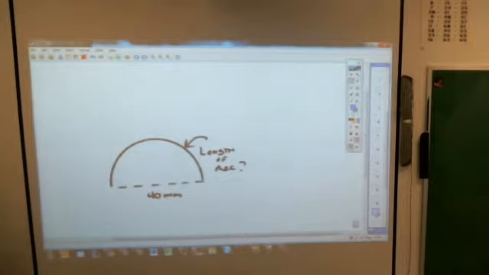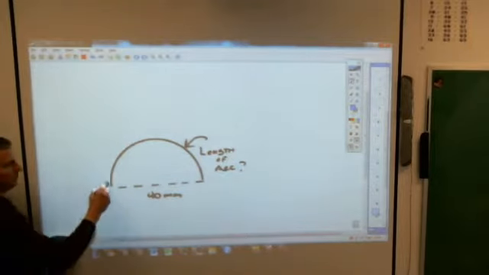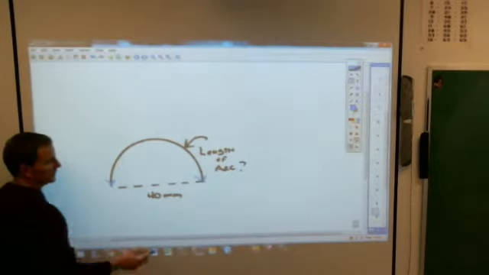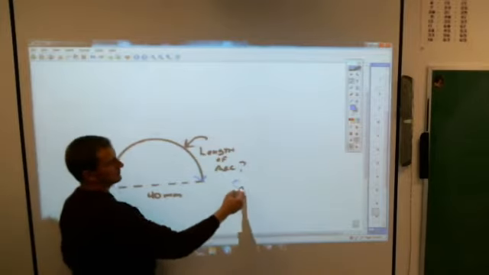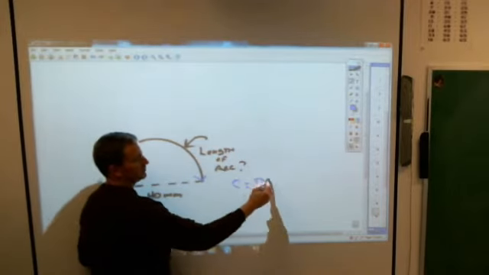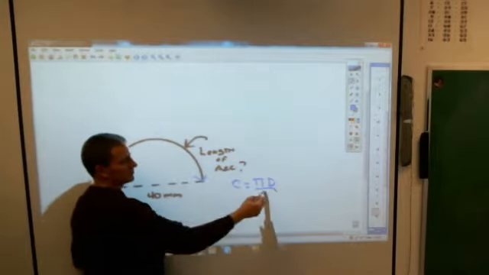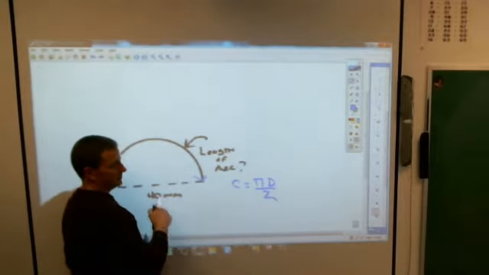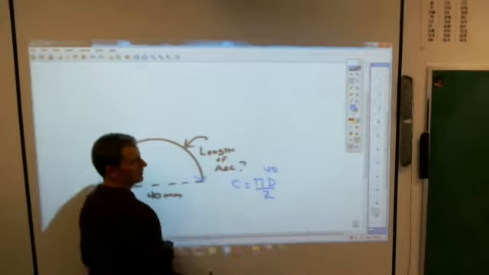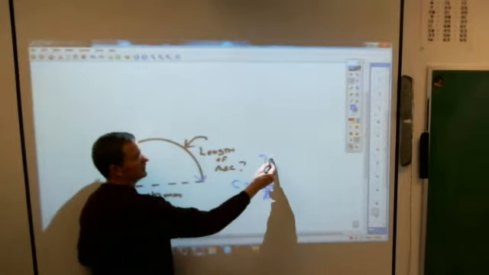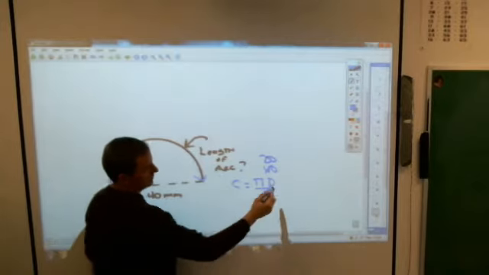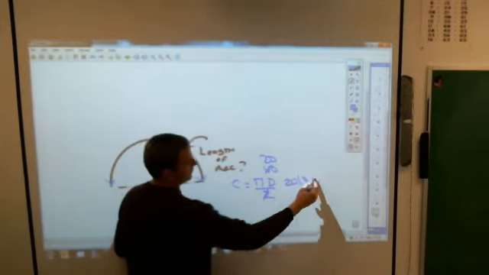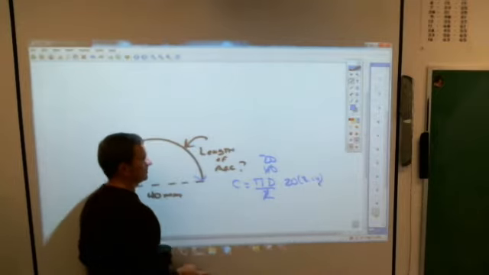Oh, the length of that arc. How could you miss this? What formula do you need to know to find the length of an arc? Its length is pi times diameter divided by 2. Circumference of the circle is pi times diameter, but it is only half of that circle, so you cut it in half. Diameter is 40. Cut the diameter in half, it's 20. You can either leave it as 20 pi, or if they ask you to multiply by 3.14, you get 62.8.